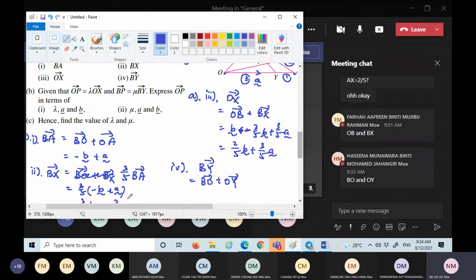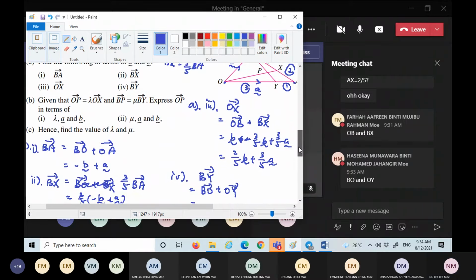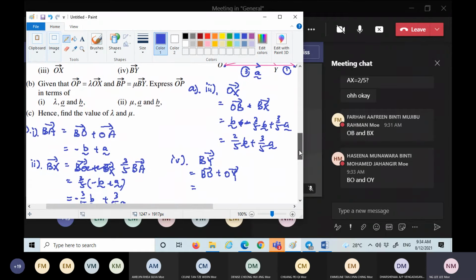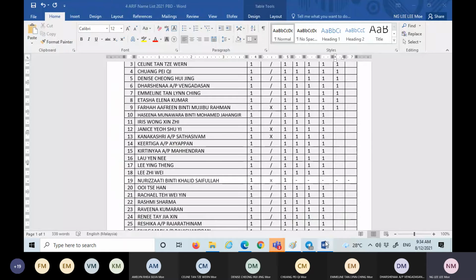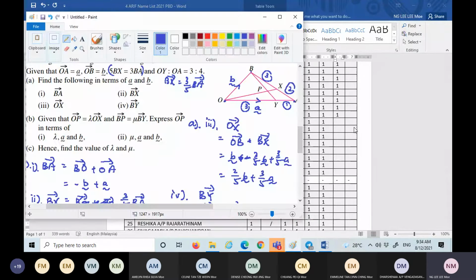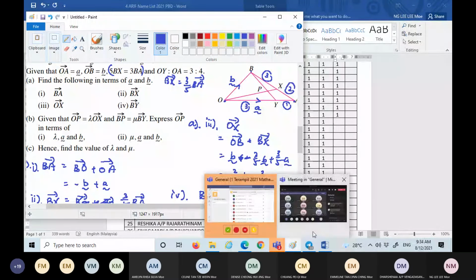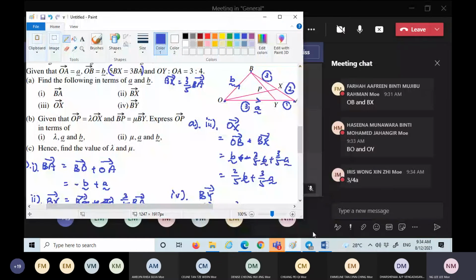Okay, so the next girl, help me. Okay, before that, BO. OB is a positive B, BO is negative B. Okay, I don't have OY, the information from there. Who's the next girl? How do I settle for the OY? Iris? She says the OY as 3 over 4 of the A.